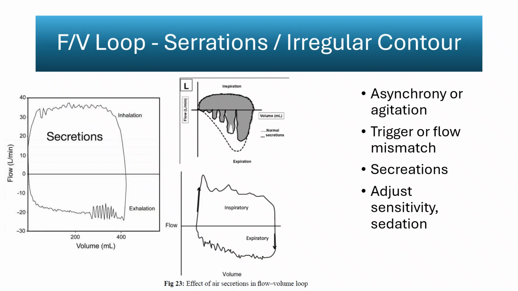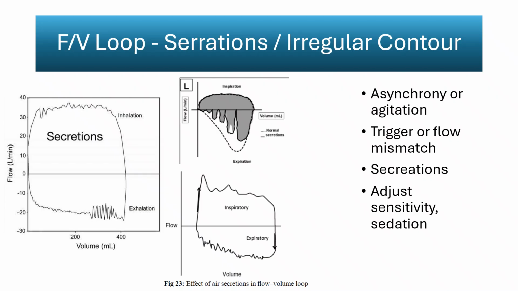These distortions often cluster in the region where the secretion physically obstructs or vibrates within the tube, which explains why the irregularity may be more prominent on one portion of the loop than another. Asynchrony or agitation produces a similar visual pattern. When the infant attempts to breathe out of phase with the ventilator, triggering small bursts of inspiratory or expiratory effort, their muscular contractions alter airway pressure abruptly. These momentary pressure changes appear as spikes or dips in flow, giving the loop a fragmented or irregular contour.